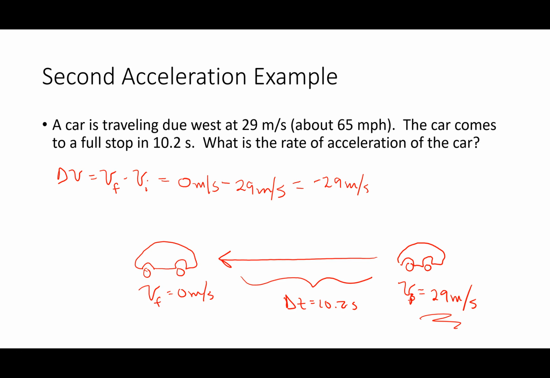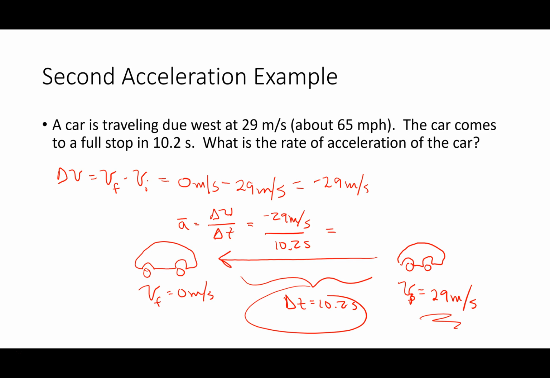And again, that goes back to the problem we worked a minute ago where we said it's decelerating, just put a negative sign. So now, how do I finish the problem? What's acceleration then? I'll go ahead and answer. You guys know this. The change in velocity we said was negative 29 meters per second. The change in time was 10.2 seconds.